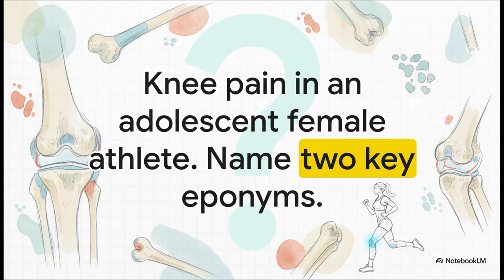But what's the other condition we talked about that hits this exact demographic, active adolescent females? That would be Freiberg-Köhler disease. Now, yeah, that one's in the forefoot, not the knee, but connecting these patient profiles to the right diagnoses, that's what being a great clinician is all about.